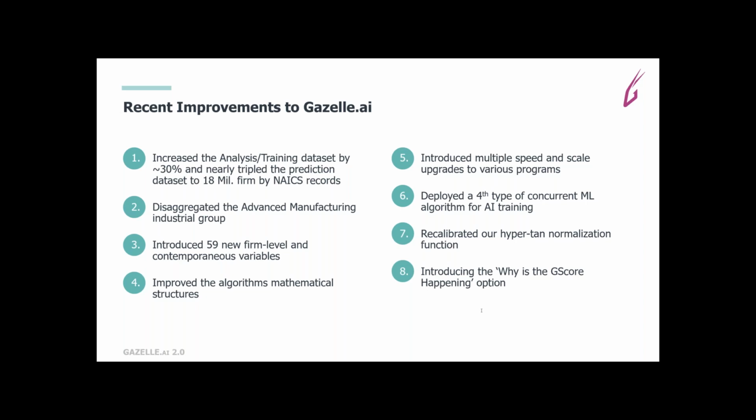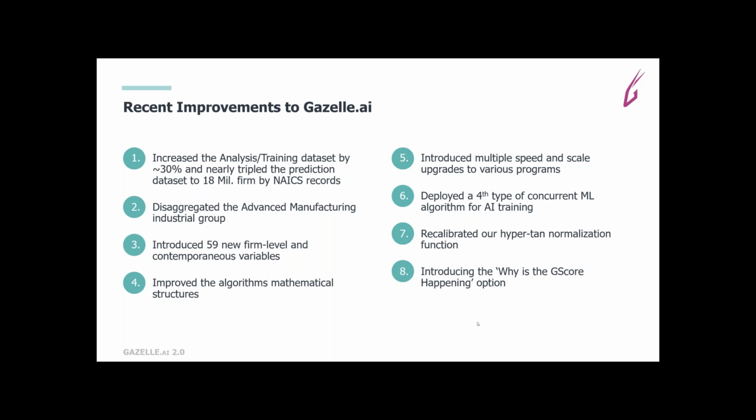We've deployed a 4th type of concurrent machine learning algorithm for training. This additional algorithm basically allows us to search through the parameter space to find the relationship between predictors and expansions more quickly and more comprehensively.